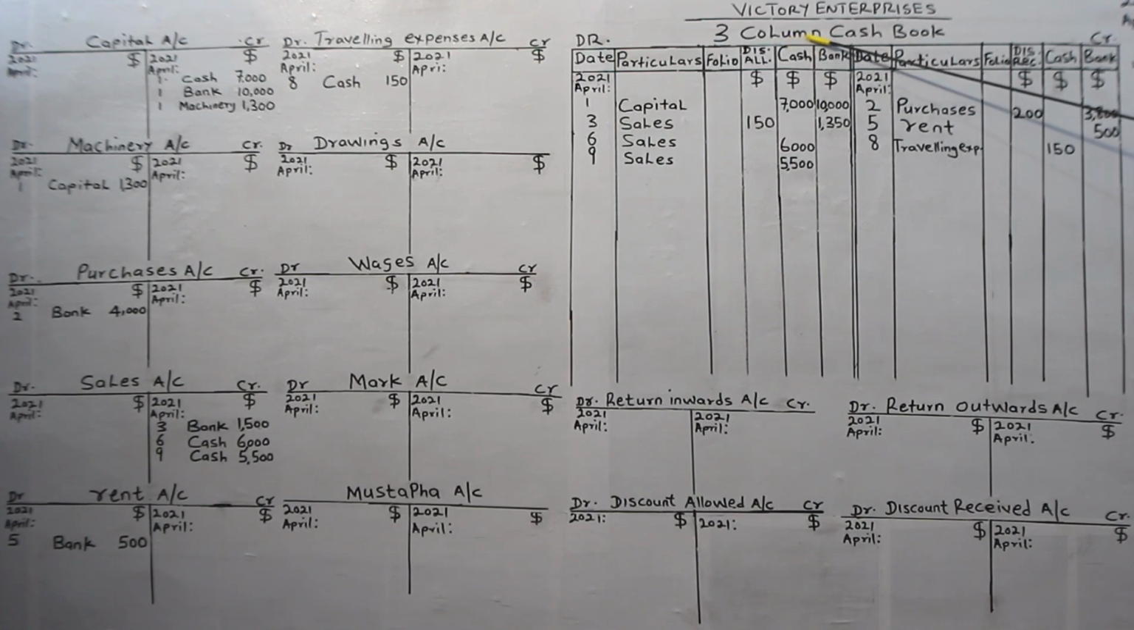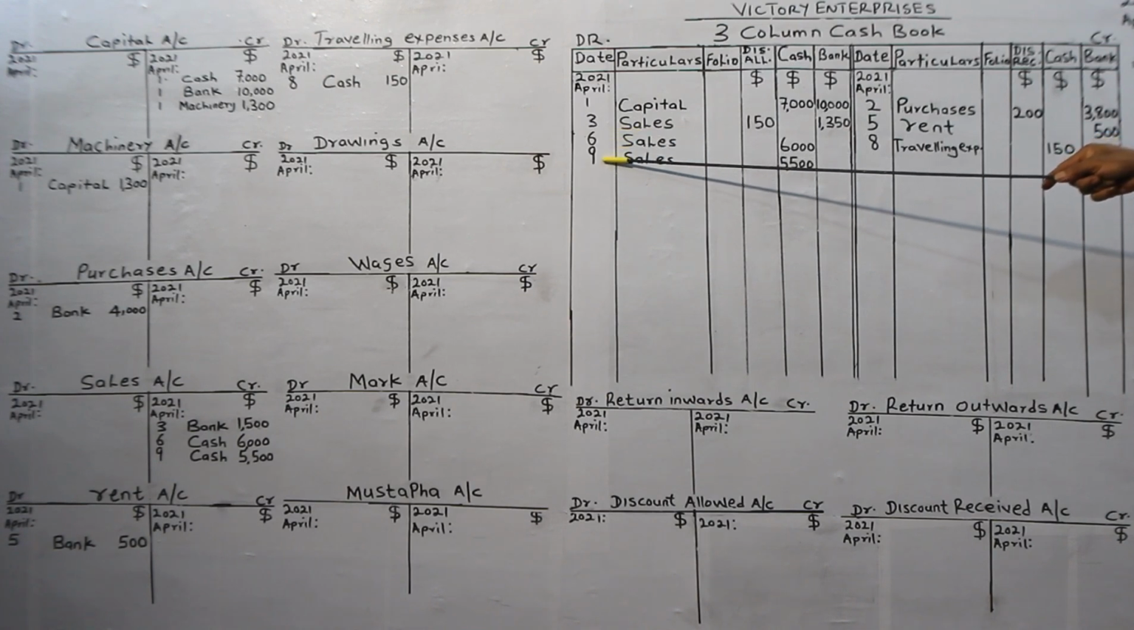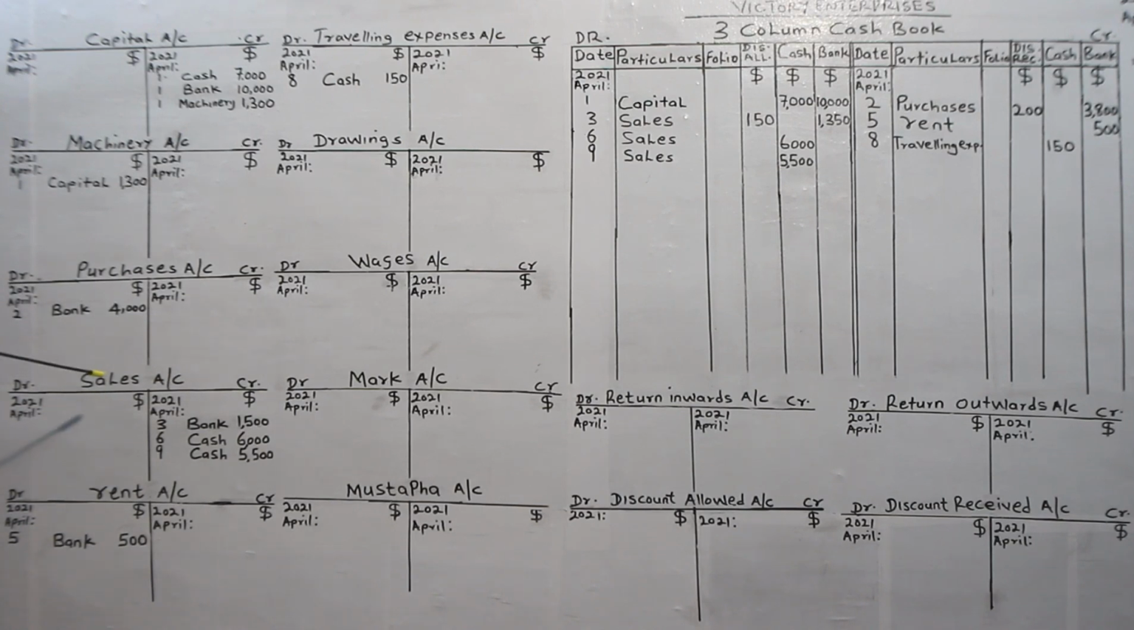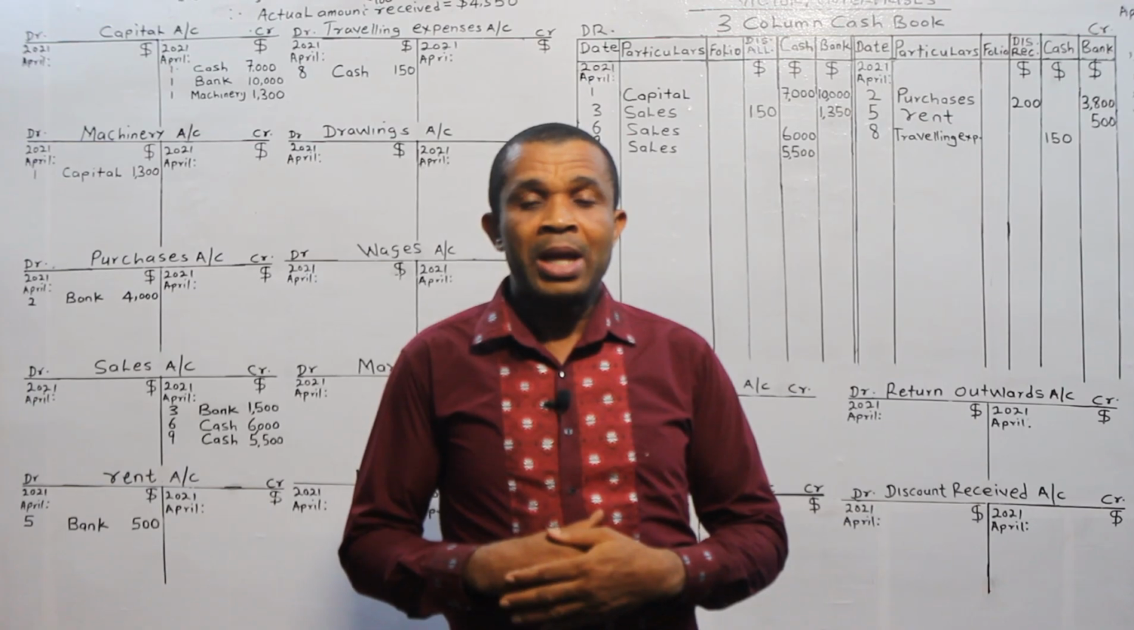So we debit the 3-column cash book with $5,500 received from sales on April 9th, 2021. And the sales account is credited with $5,500 cash on April 9th, 2021.